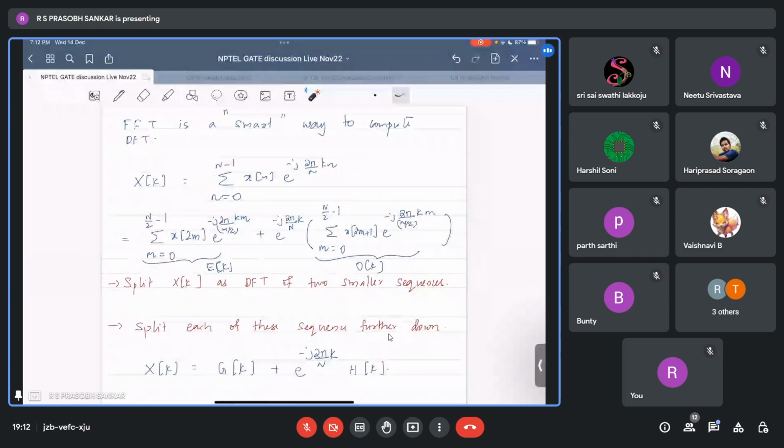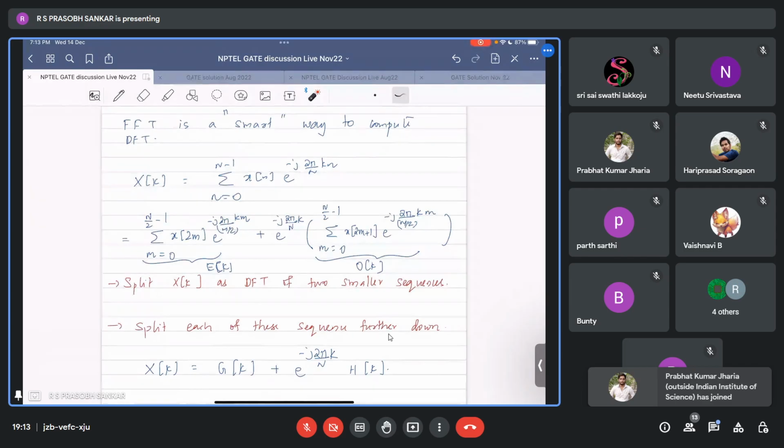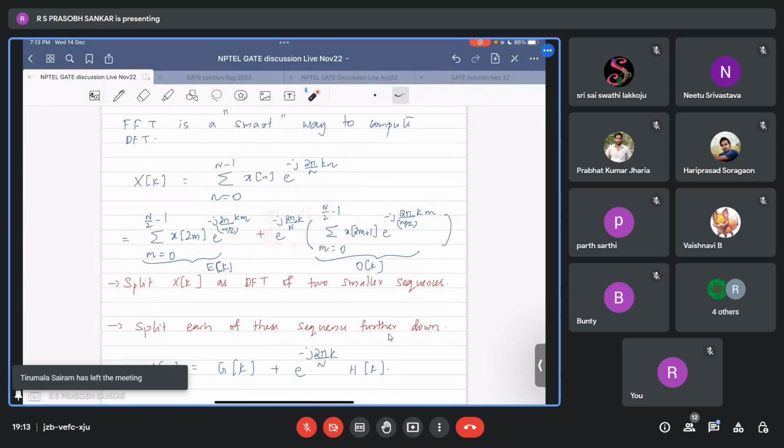So let us call this much G[k] and this much H[k]. Let this term be G[k] and this term be H[k]. What are we doing? We are writing the DFT of the entire sequence in terms of DFTs of smaller sequences. This is the DFT of the even index terms, this is the DFT of the odd index terms, and we have these two combined using some complex number here. So to evaluate this X[k], we are splitting it as the DFT of two smaller sequences, the even terms and the odd terms.